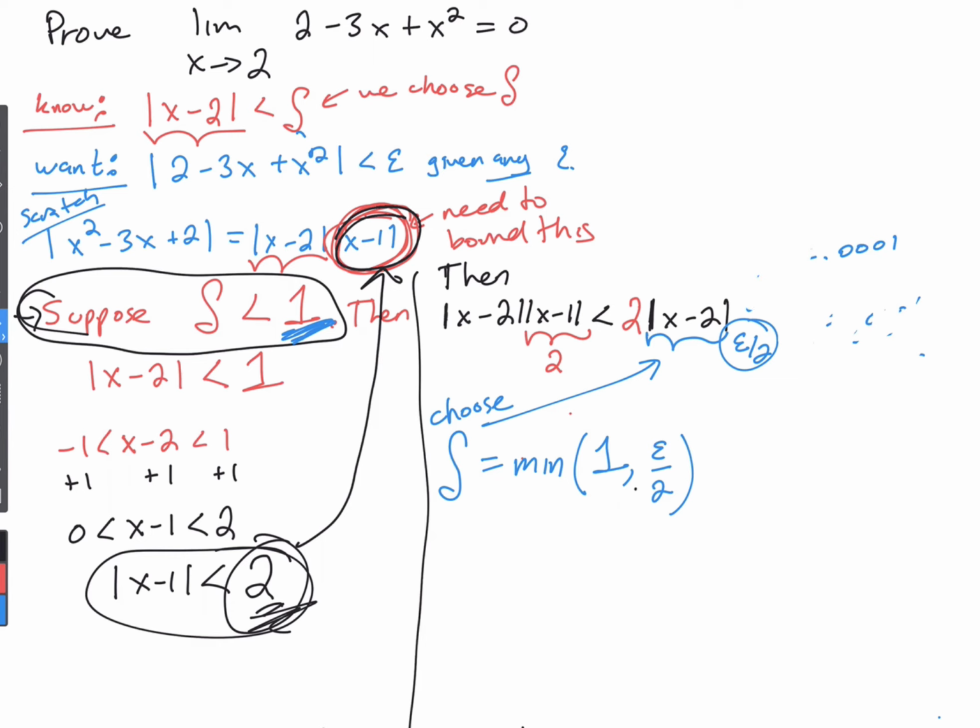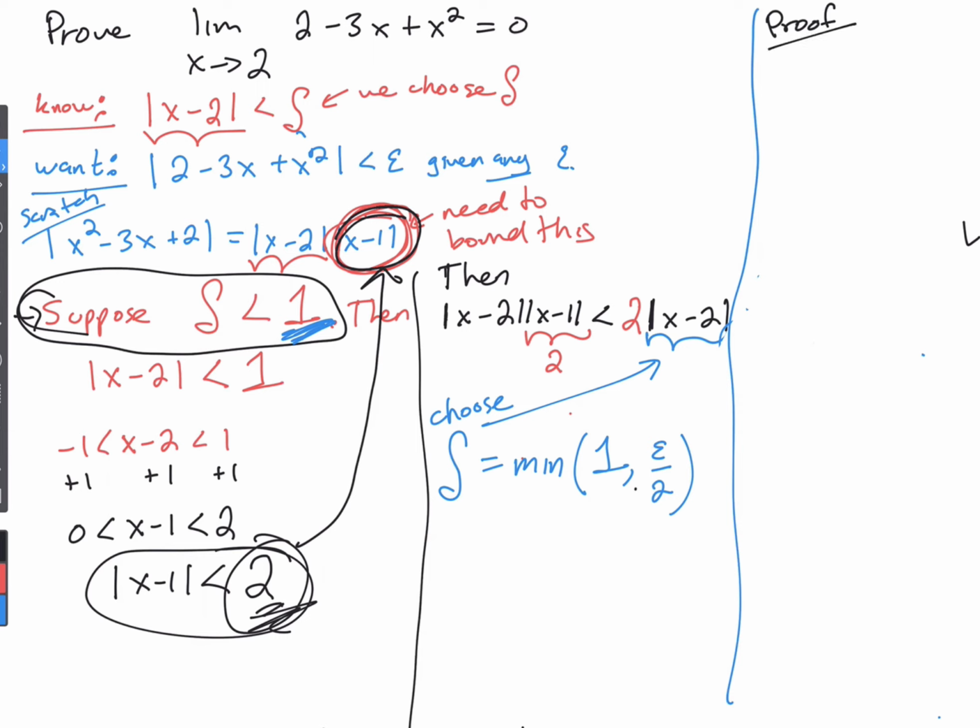Okay, now, let's see here. Can we use this scratch work to write down a formal proof? What do you say? I say we can. We'll do it right here. Okay, so proof. You guys ready? Okay, what should I write? Given any epsilon greater than 0, choose what?